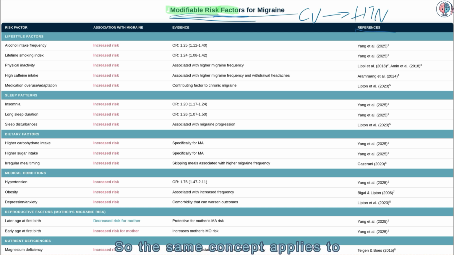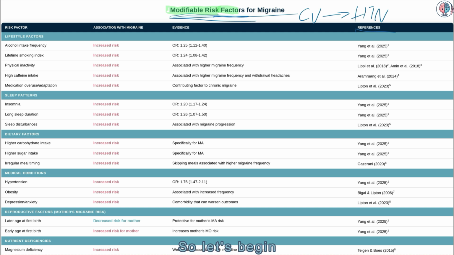So the same concept applies to migraine. We can't change genetic predisposition, unfortunately. We can't change age. We can't change biological sex. Women are more predisposed to migraine. However, there are factors that we can identify and modify that can influence frequency, severity, and progression of migraine disease. Again, the data we're looking at today is very evidence-based, and they're not just associations, but rather causal relationships.